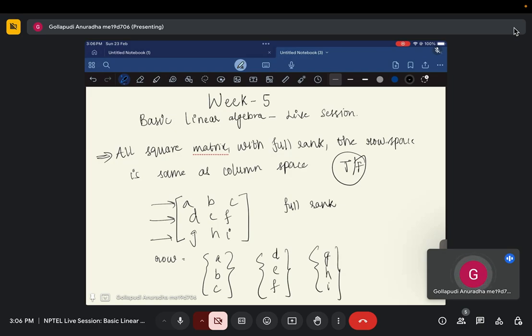Okay, so these are the basis for the row space, and sorry, there's a disturbance from my end also, some construction work is going on around me. Okay, so if we have any constants.